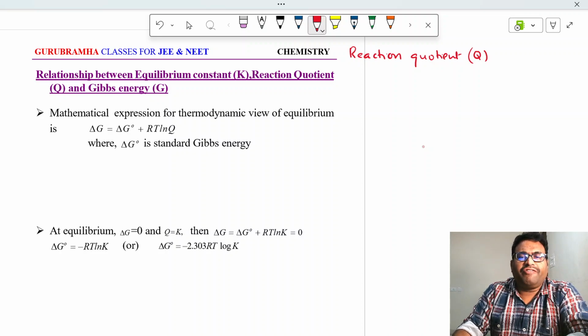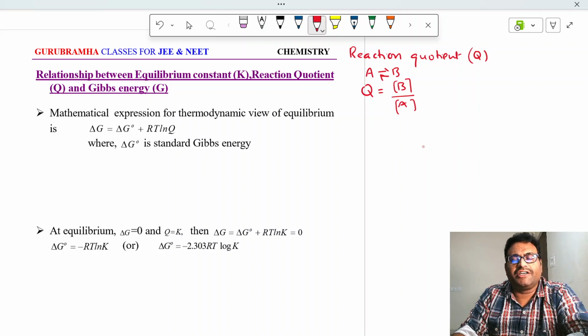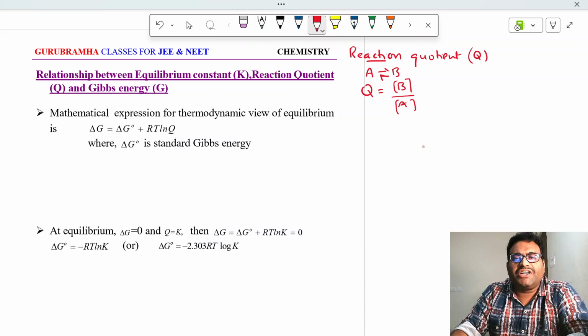For a reversible reaction, A gives rise to B. Q, what will you write? Q, you will write as concentration of B by concentration of A. That means the product of the concentrations of the products by the product of the concentrations of the reactants.